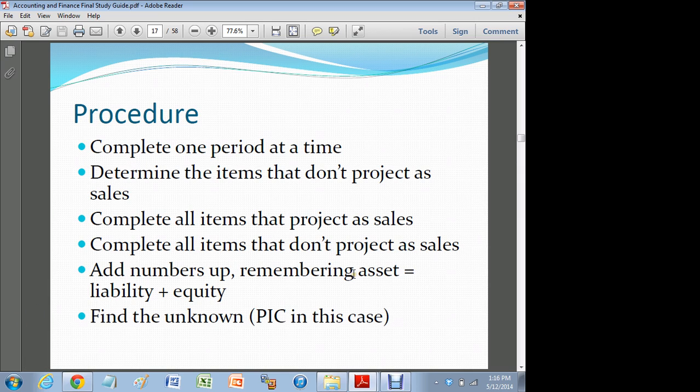And then we've seen this equation. We're also going to use the identity for the equity being the sum of PIC plus net income minus dividend. So we need to use those two equations to find whatever the unknown is, which in this case is the PIC, but we'll get to this part at the end. Any questions before we go forward with the procedure? And again, I'll be sending out this slide, so you don't have to copy down every single word.